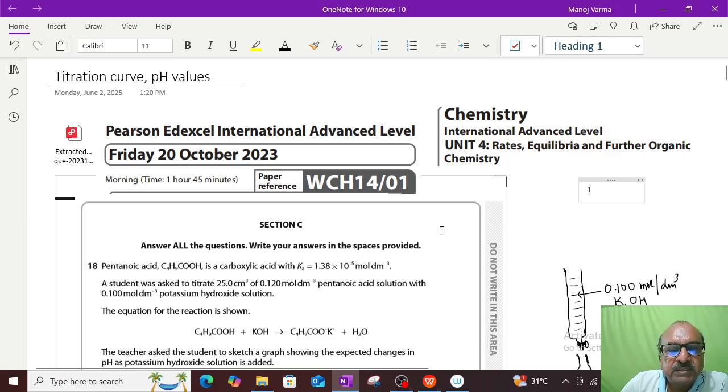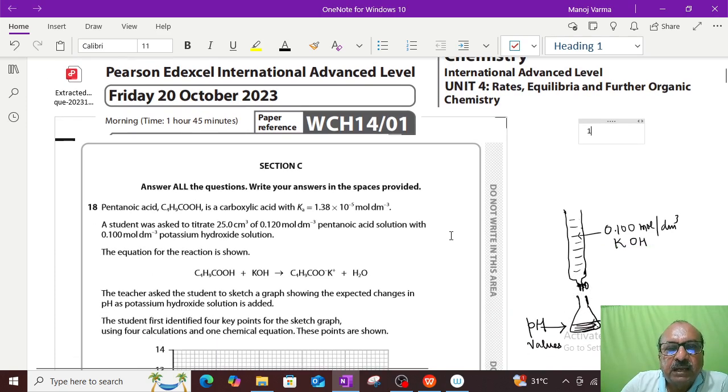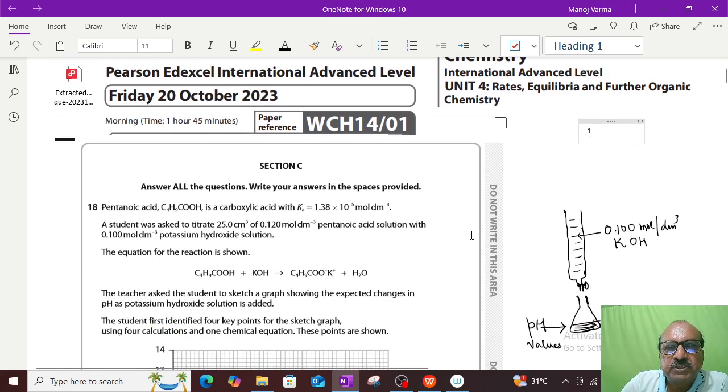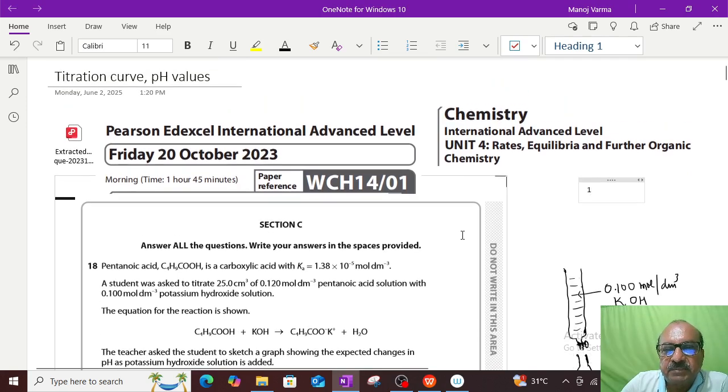I found that this question is of general importance, and if you understand how this question is solved, it will be helpful to the Pearson Edexcel A-level students, as well as the Cambridge A-level students, and also the students appearing for their IBDP exams. So let's go ahead and solve this paper.